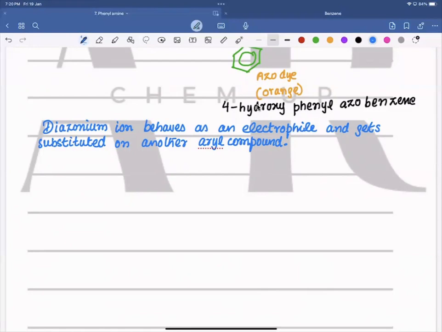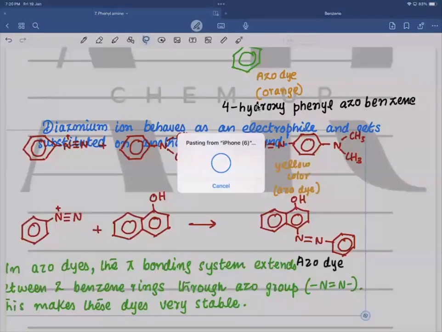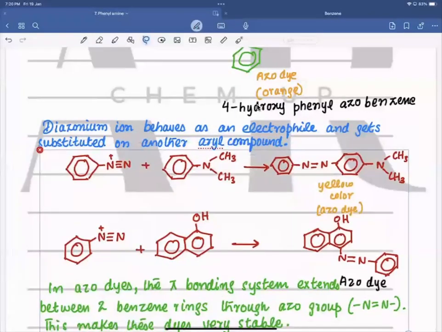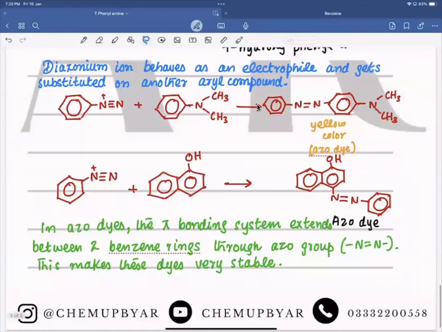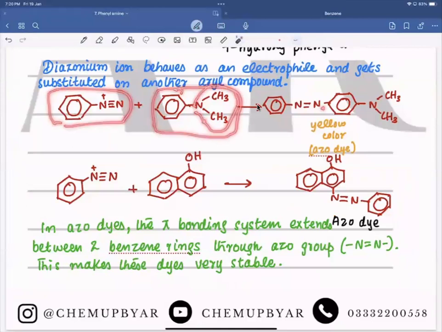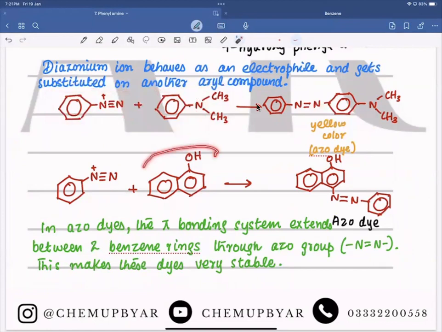So not with phenol only. If there are other benzene-containing compounds, they all form dyes. See here, instead of phenol, this compound has a phenyl-substituted amine, and the diazonium ion substitutes over here to give you a yellow dye. In the same way, we have 1-naphthol, and the diazonium ion reacts as an electrophile with the 1-naphthol as well, getting attached over here and forming a dye.